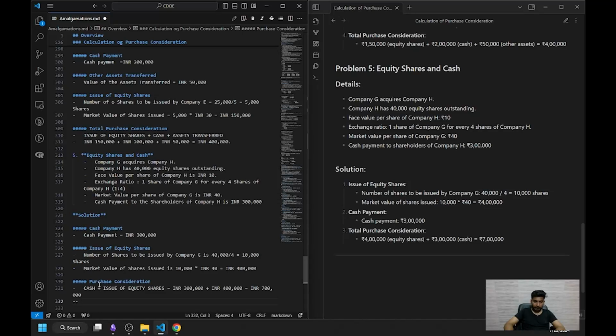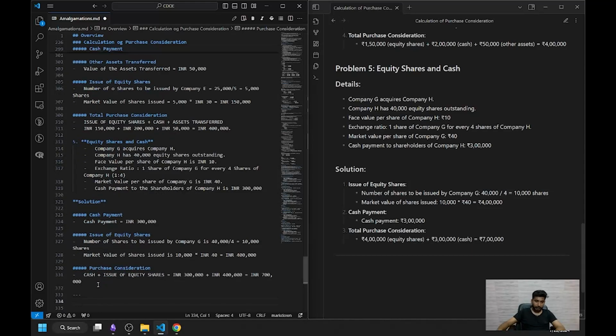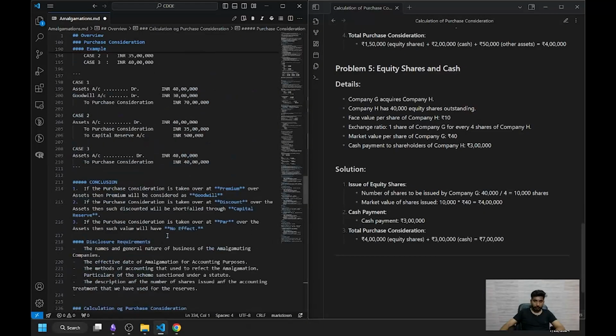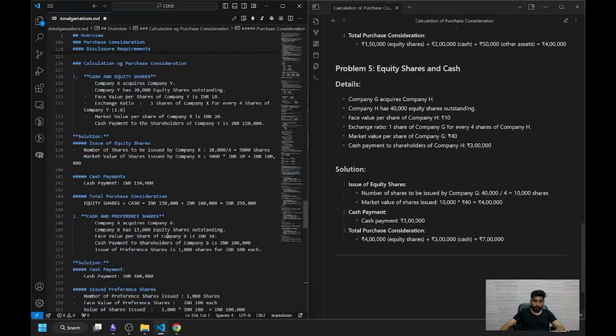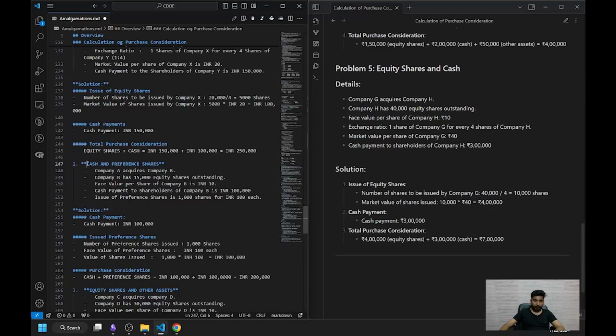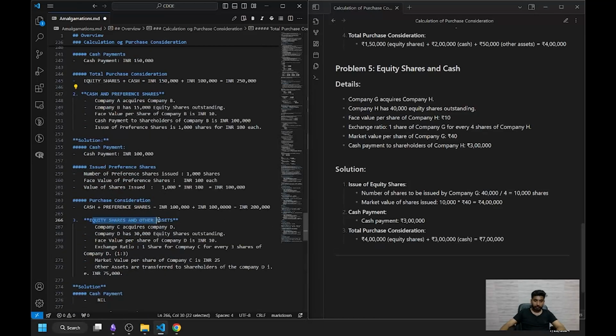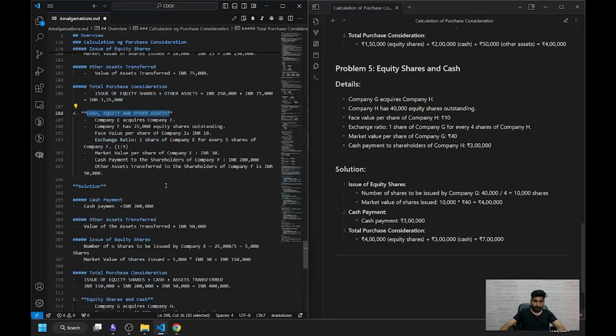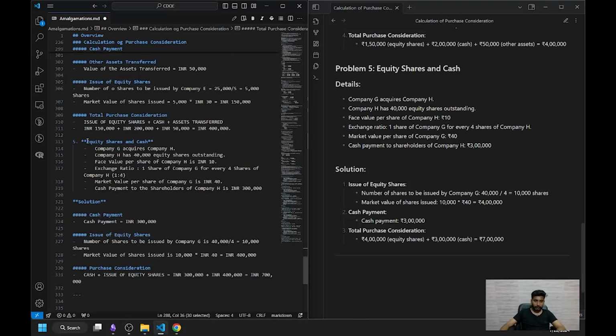Now, these are the separate cases in which the purchase consideration will be calculated. First of all, if the purchase consideration is taken from the cash and the equity shares. Secondly, if it is taken from the cash and the preference shares. Thirdly, if it has been taken from the equity shares and the other assets. Fourth, if it is taken from the cash, equity and the other assets. And lastly, if it is taken from the equity shares and cash. Okay, this is how it will be calculated.